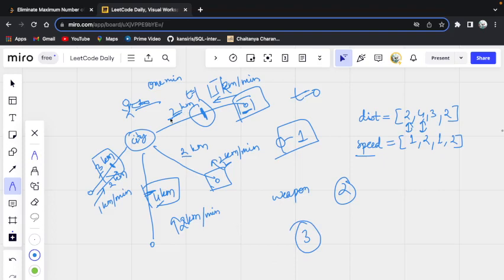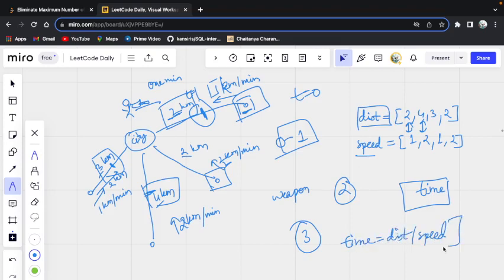So we notice that distance alone is not going to help us, so we need to have a better parameter than that, and the better parameter would be nothing but time itself, right? So how will we calculate time? Time can be calculated by distance by speed, right? So that is the way we calculate time: time is equal to distance by speed.